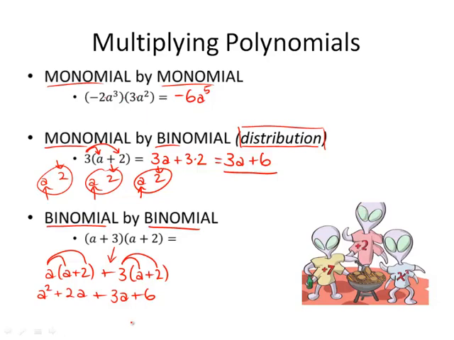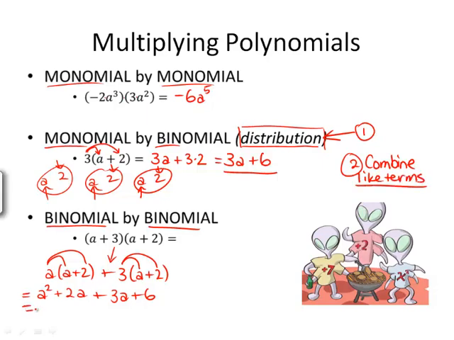And then combining like terms. So essentially you're distributing and then combining like terms. In this case, our like terms are our degree 1 components, which are 2a and 3a, which give us 5a, the a squared stays, and plus 6. There's our final answer. This step can be omitted when you're showing your work.